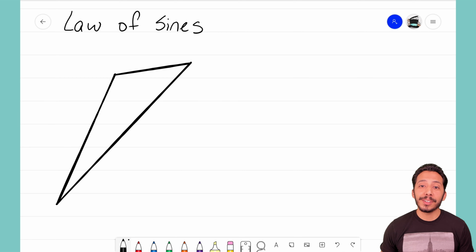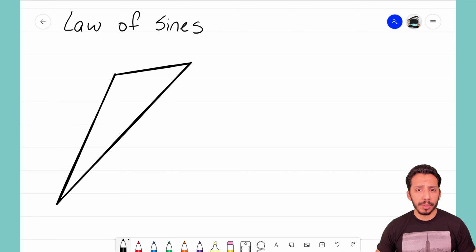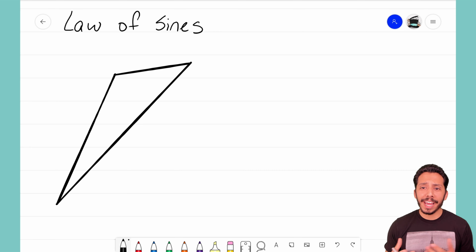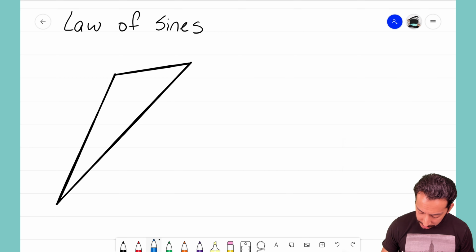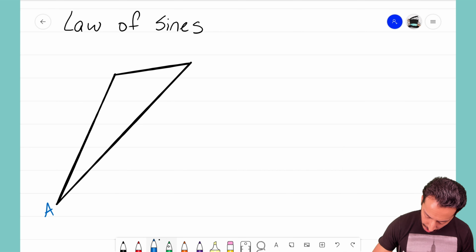So the point of this video is to introduce to you another tool that we can use to help us solve for any side or any angle of any triangle. And that is the law of sines. Now before I write down what the law of sines is, we first need to label this triangle with some letters so we understand what angles we're talking about. And it might be a good refresher for you too, just to remember, how do we label a triangle? So I'm going to go ahead and call this triangle ABC.